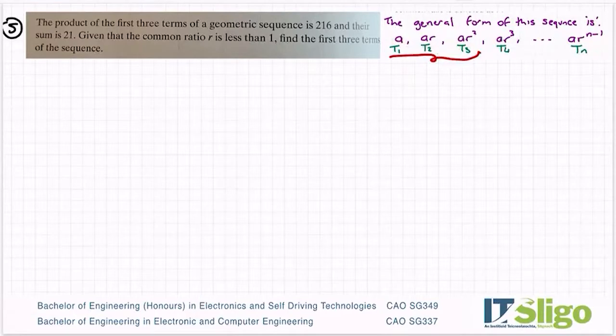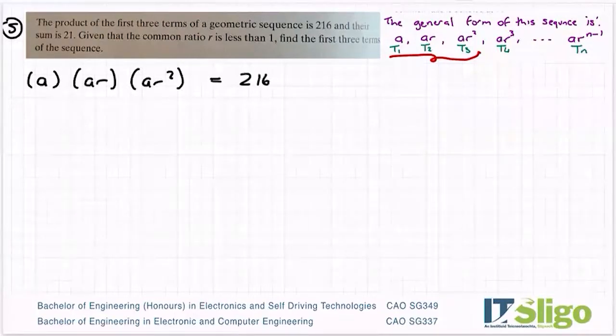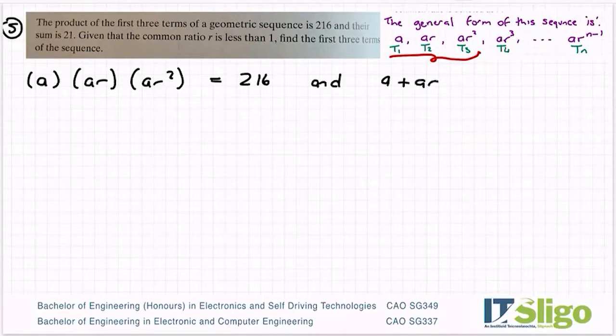So the product of the first three terms, a by ar by ar squared, is equal to 216. And we also know that a plus ar plus ar squared was equal to 21. So they were the two pieces of information that they gave us.